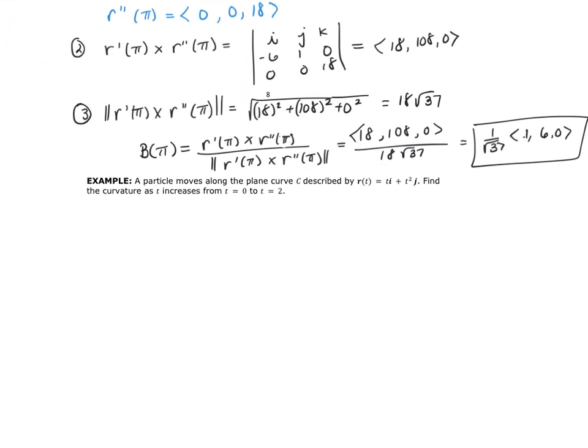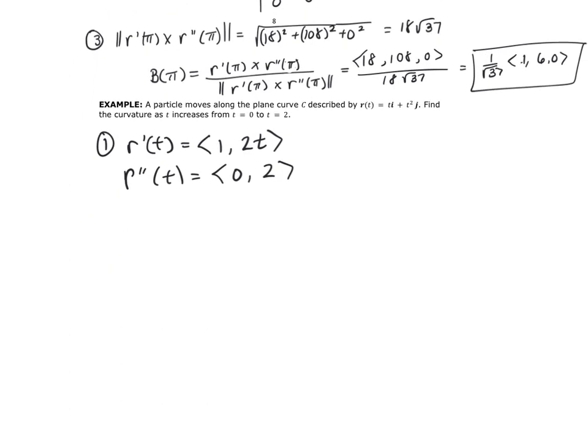Okay, here's my last problem, where a particle moves along the plane curve described by this. Find the curvature as t increases from 0 to 2. So the first thing I'm going to do is find my curvature. I'm going to do that by finding r prime of t. r prime of t is going to be 1 comma 2t. r double prime of t, just see that was sneaky, is going to be 0 and 2. So that doesn't surprise us.